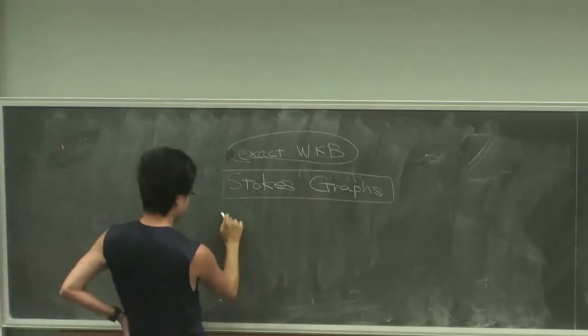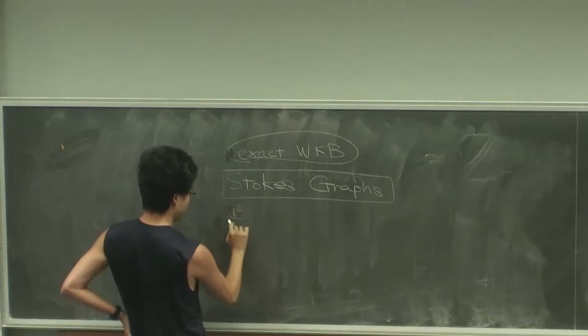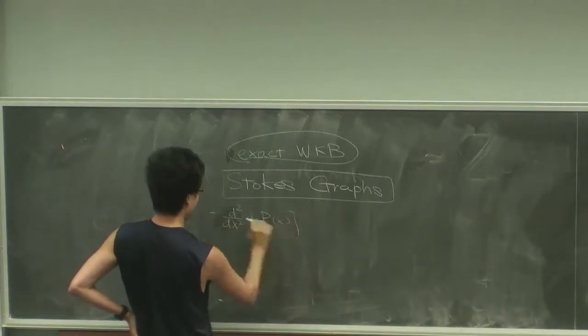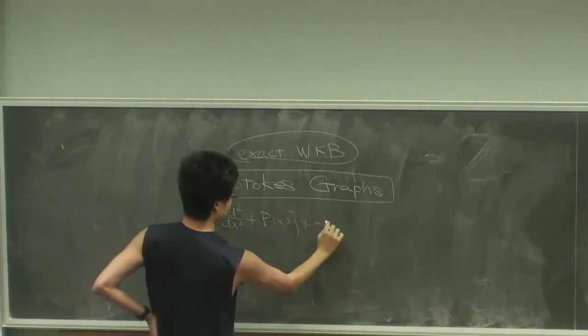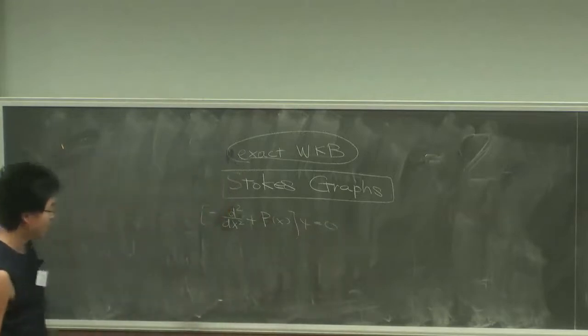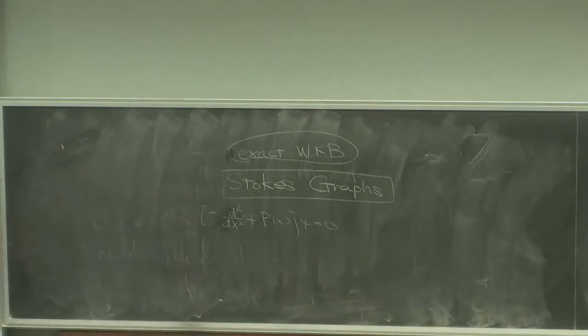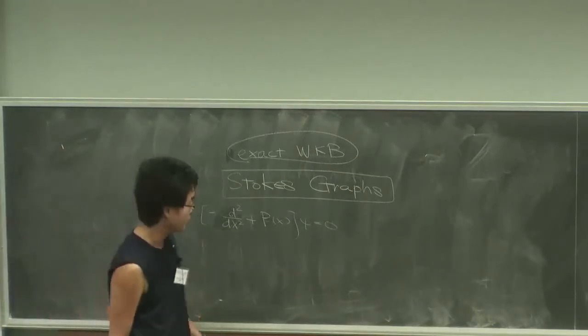This is originally in the context of the Schrödinger equation. So it's some equation, and then there's some polynomial, say a potential. Let me call it P for potential. And psi equal to 0. So this is a second order differential equation. And this is a classic exact WKB analysis, and you can try to solve it.